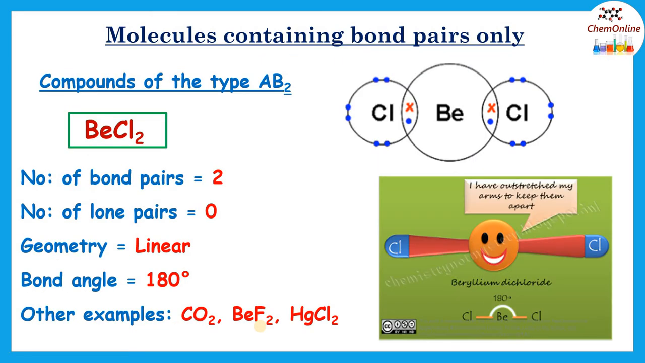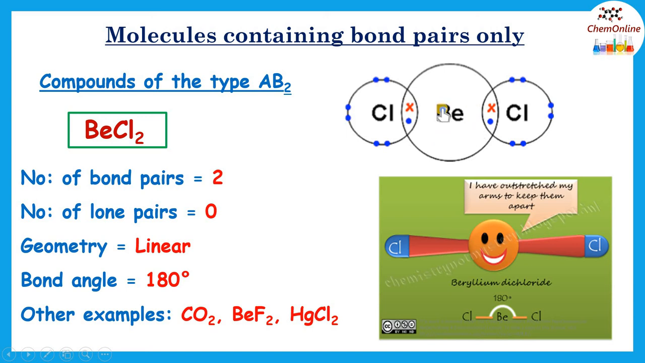Now let's see how VSEPR theory explains the geometry of molecules containing bond pairs only. First, consider the compounds of the type AB2. For example, beryllium chloride, BeCl2.